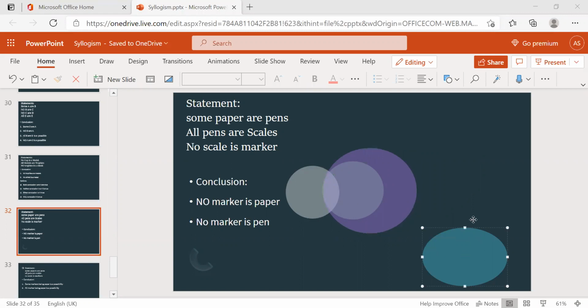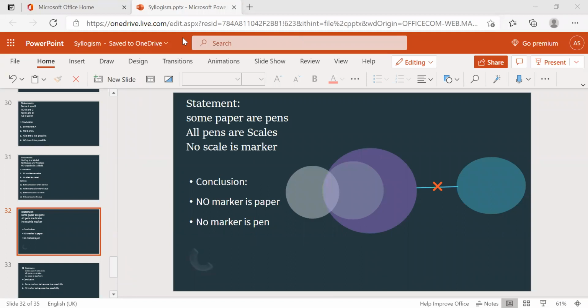And no scale is a marker. What they said, no scale is a marker. So there is no connection between marker and scale. We have to represent like this. So don't forget, we have to represent like this if there's no statement.